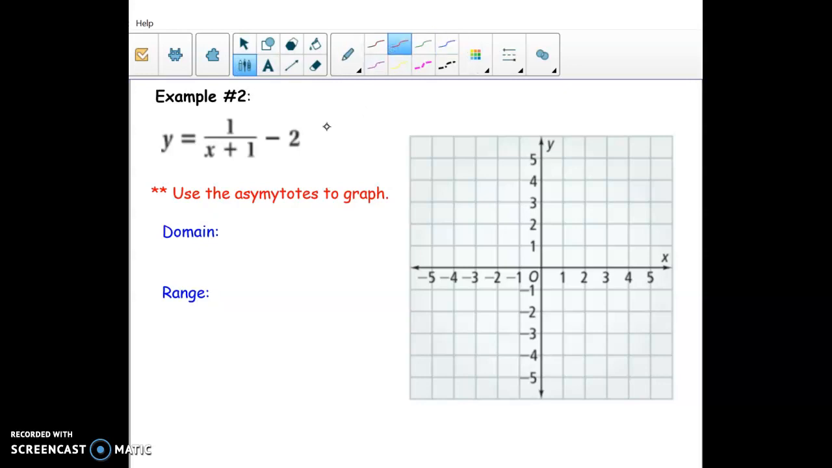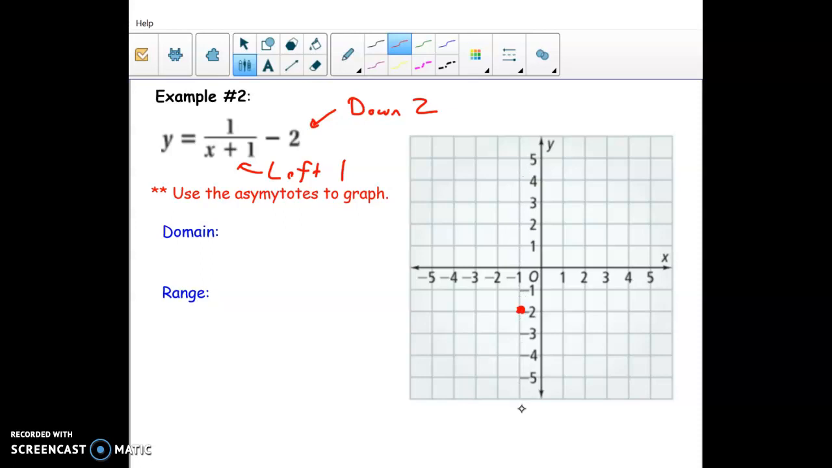All right, and I'm not going to spend a lot of time because we did this a ton in first semester. So the number on the back moves us up or down. In this case, it's going to be down 2. The number with x goes left or right, opposite of what we think. So instead of +1 being right 1, that's actually going to move us left 1.